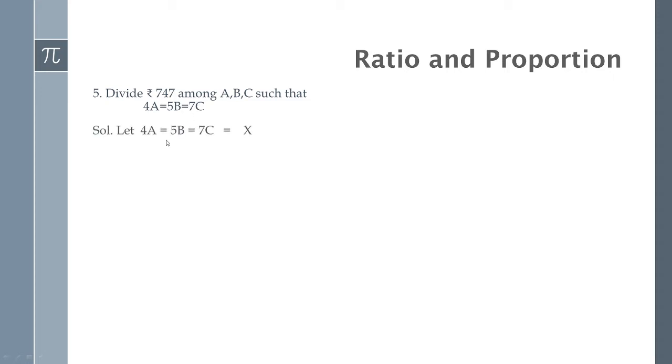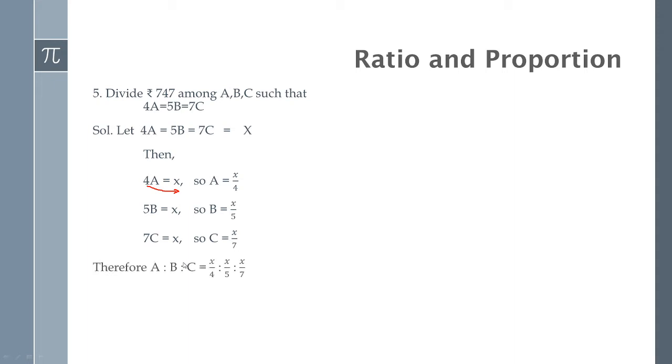Now let 4A is equal to 5B is equal to 7C is equal to X. Then 4A is equal to X, so A is equal to X by 4. How did we get that? The 4 goes down, you know very well: 4 into A is equal to X, so A is equal to X by 4. Now 5B is equal to X, that is B is equal to X by 5. 7C is equal to X, so C is equal to X by 7.